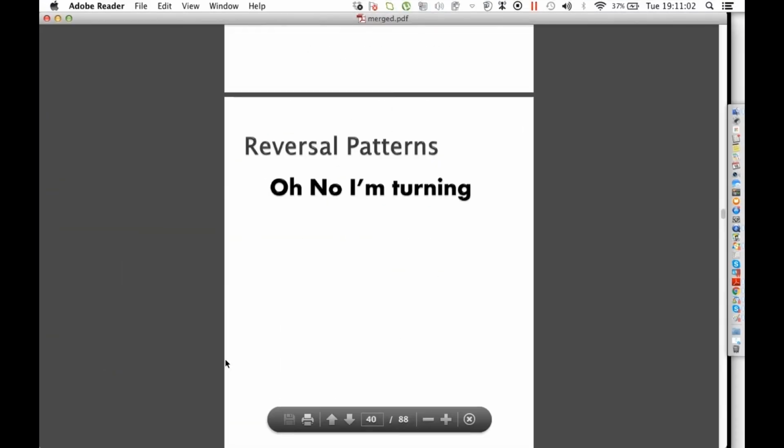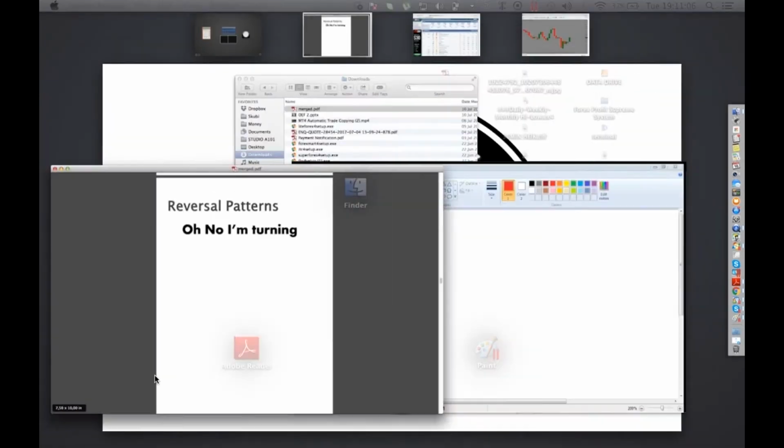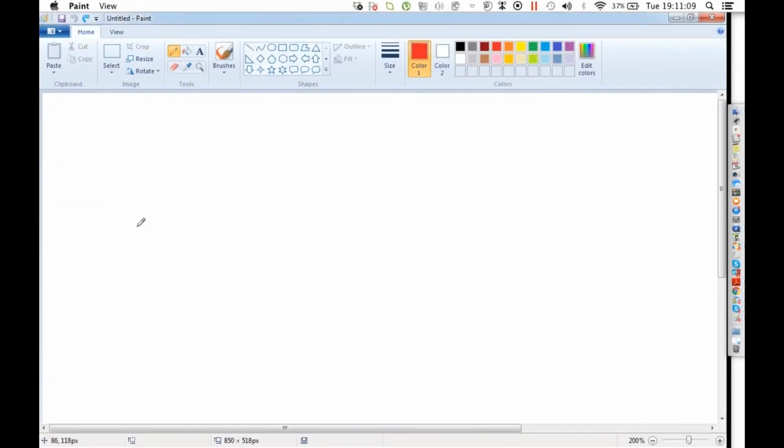And then the last reversal pattern we look at is the "oh no, I'm turning" pattern, which has other names. I gave it this name because for me it looks like someone who's got their hands in the air and is just waving them around. But this is what the market will do.